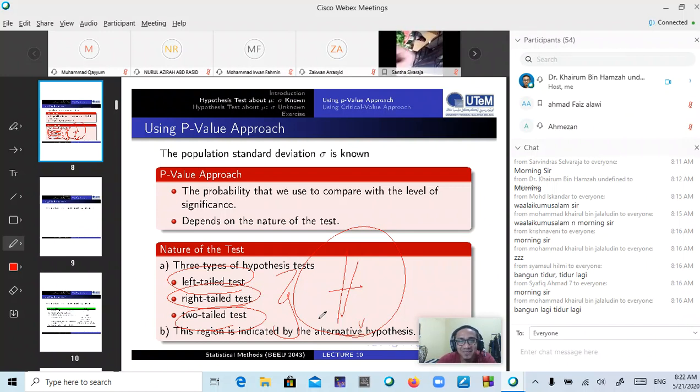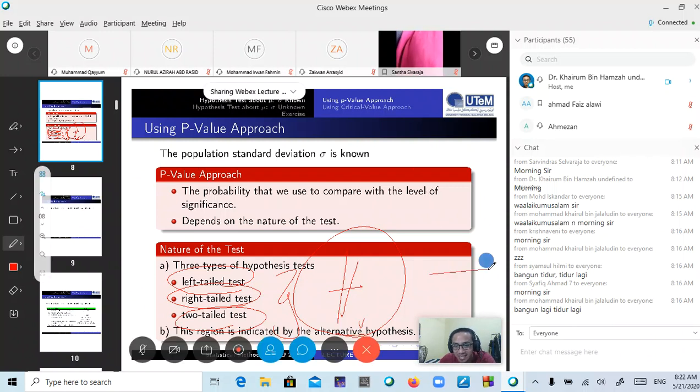If your H1 is greater than, then it is a right tail test. And then if your H1 is not equal, then that one is two tail.